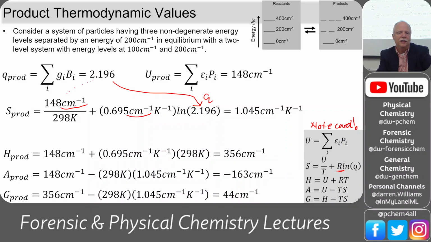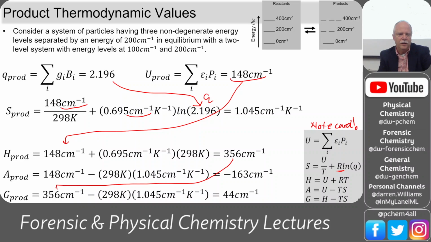So you see how this builds. Once we have U here, then it goes into the H calculation, and the temperature is there. And then once we have the enthalpy, it goes into the Gibbs energy. And in this case, S comes down and is used there. So it all builds on itself. So that's our Gibbs energy, 44 wave numbers.